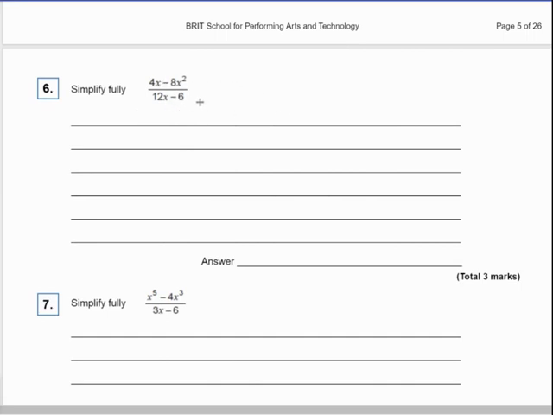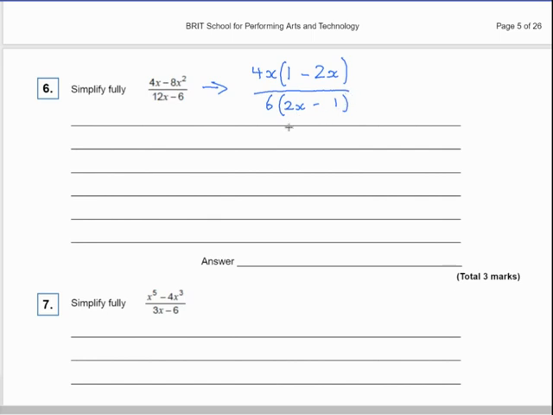So this is just a case of factorizing. If we factorize the top, we have 4x, open bracket, 1 minus 2x. So 4x times 1 gives you 4x. 4x times minus 2x, well, 4 times 2 is 8, x times x is x squared, so it's 4x times 1 minus 2x, all over 6, open bracket, 2x minus 1. Okay, so we've got quite a few things going on here.